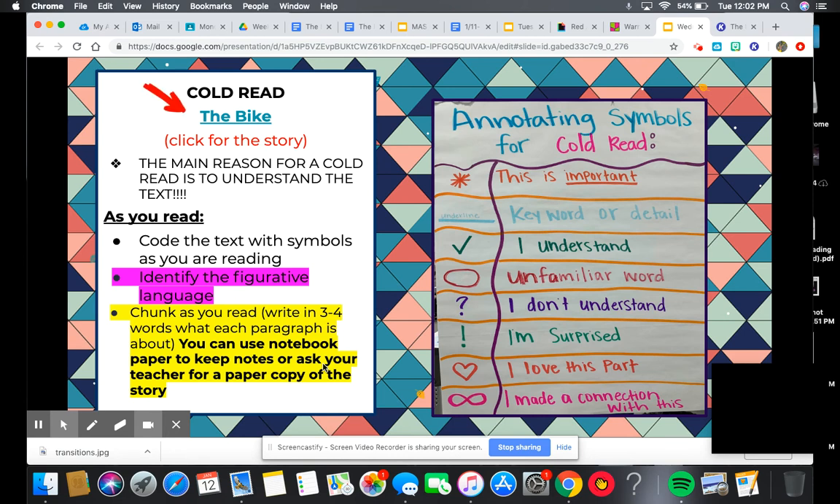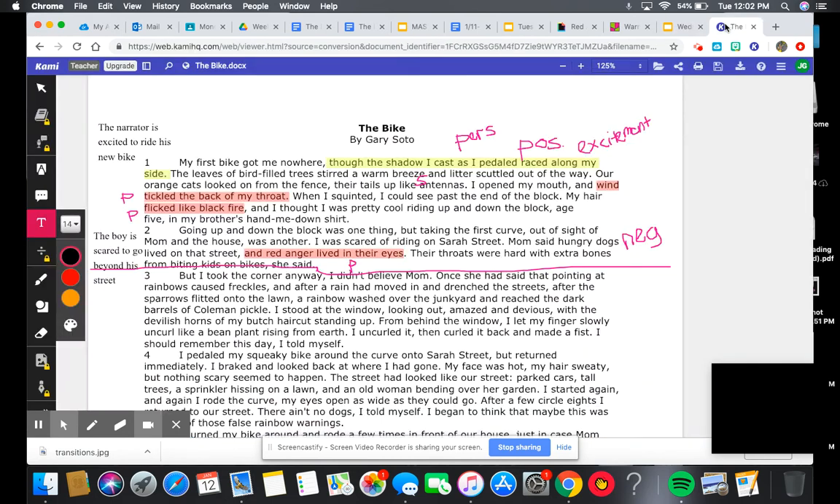And then I'm going to show you what it would have looked like to chunk as you read. If you were working on paper, you could have written in the margins. If you weren't, you could have gotten a notebook piece of paper and written paragraph 1 and just a couple of words of what paragraph 1 was, paragraph 2, paragraph 3, and so forth, just to make sure you understand what's going on in the story. Okay, so this is what mine looks like so far.